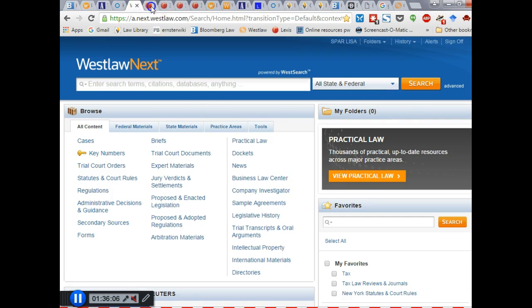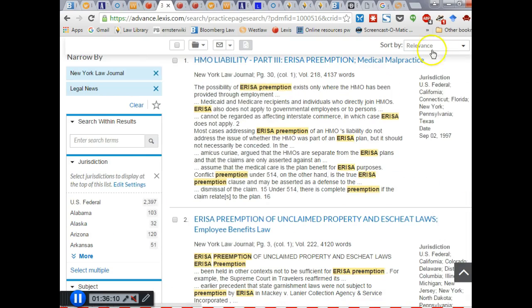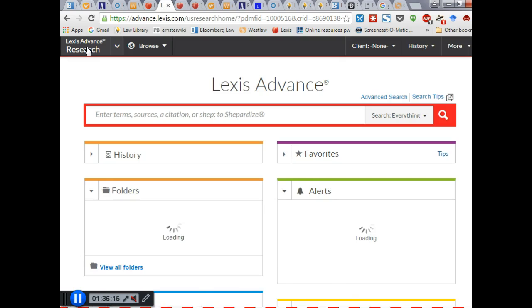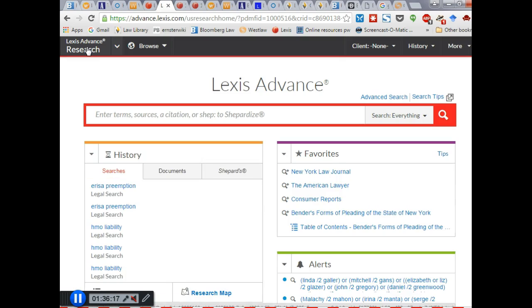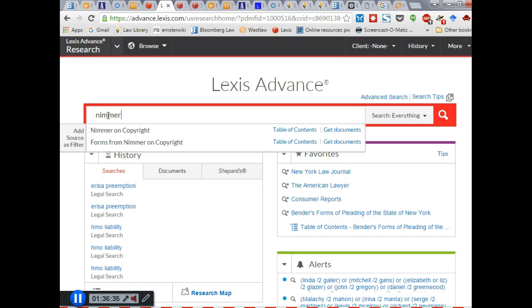So actually, let's start on Lexis. I'm just going back to my Lexis tab, and we'll go back to our entry screen, our home screen. And again, a bunch of different ways to find treatises. Actually, the same way we would find any other secondary source. If you happen to know the name of the treatise, you can just type it in the red search box. So I mentioned Nimmer, and if I spell it right, Nimmer on Copyright would come up.